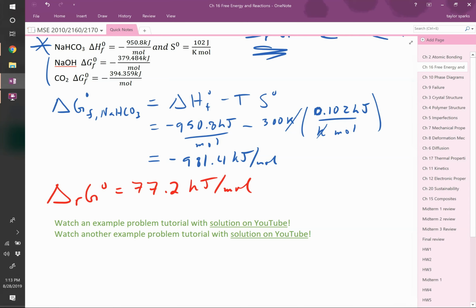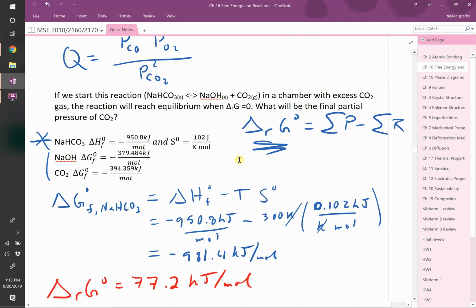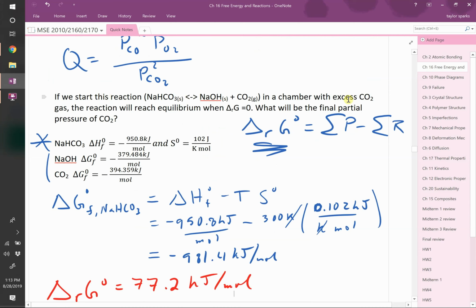I used two different sets of answers. So for this next step, assume that the delta Rg naught that you just calculated is actually 77.2 kilojoules per mole. And then we're going to answer the question that this guy asked before, which is, okay, you start this reaction out in a chamber that has excess carbon dioxide. So there's carbon dioxide to start with.